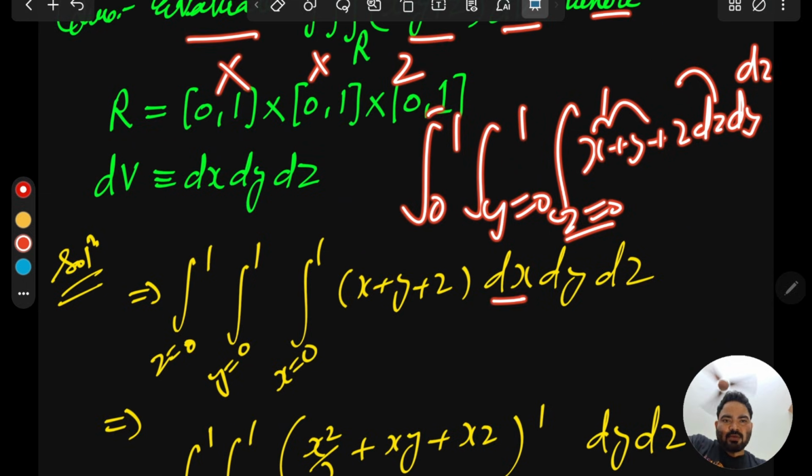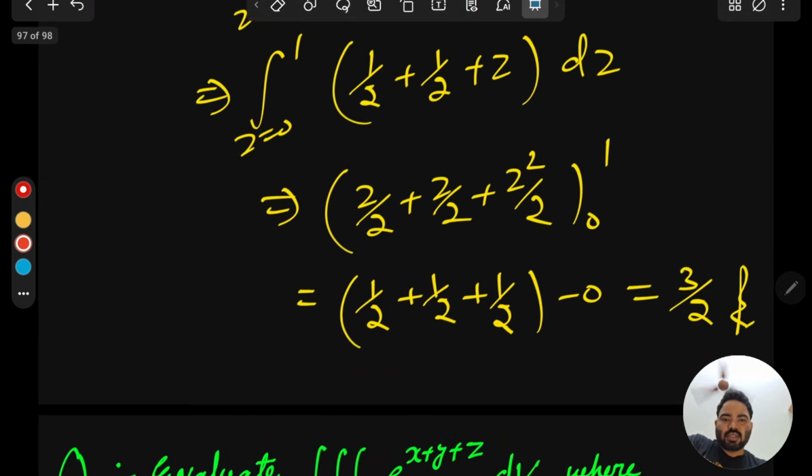If you want to do x first, then you can also say z y x. So any way you can do it. If you want to do z y x, then that also works. So any way you can solve it. So it's up to you.